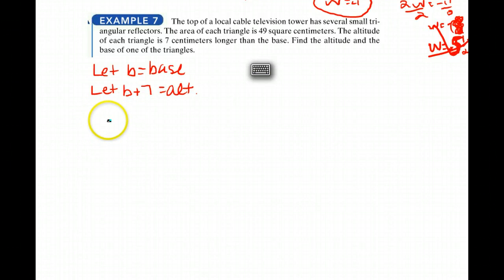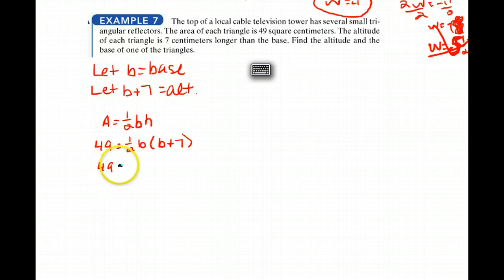We were also given the area of the triangle, and we can plug that into the formula, which is 1/2 base times height. The height is exactly the same thing as a triangle's altitude. So they told us that the area was 49, so we're going to plug that in for A. And then we're going to plug in what we wrote for the base and the altitude. Our base is B. Our altitude is B plus 7.